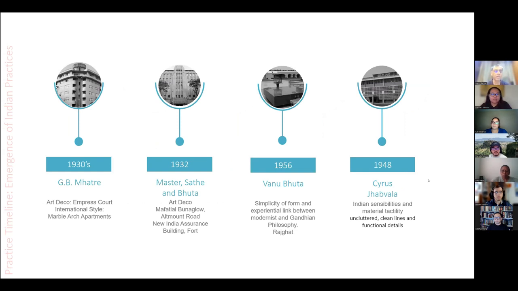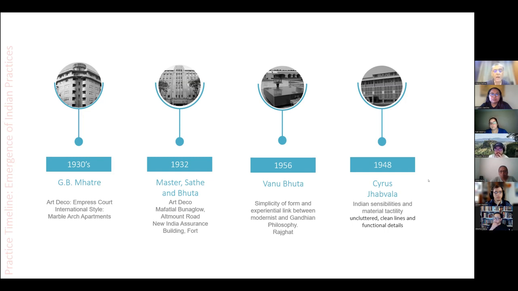One of the important practices was G.B. Mhatre, an architect from Mumbai, who produced a large amount of Art Deco architecture. What you see as Mumbai Art Deco is largely owed to G.B. Mhatre. Another firm existing at a similar time was Master Sathe Bhuta, MSB we call it in short form. Lots of Art Deco buildings were produced in a similar time frame. We at KRVIA have recently published a book on Master Sathe Bhuta, basically covering all the buildings in Mumbai.